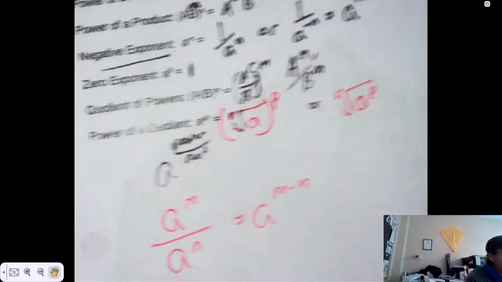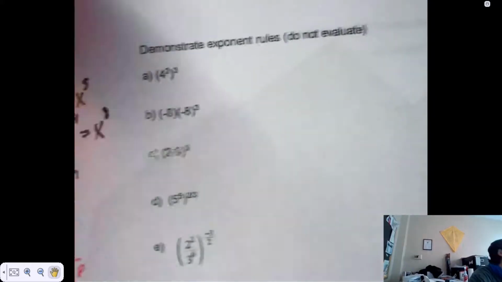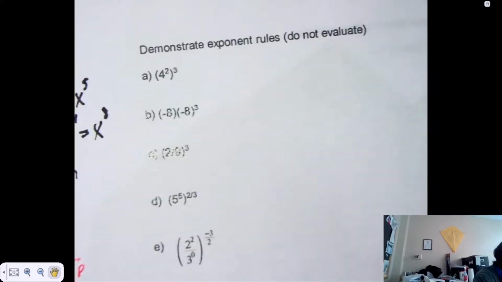All right, up next is demonstrating exponential rules. We do not evaluate any of them. Nobody cares what the number is. I don't want you to go to a calculator and figure it out. I just want you to show me that you understand what you're supposed to do.